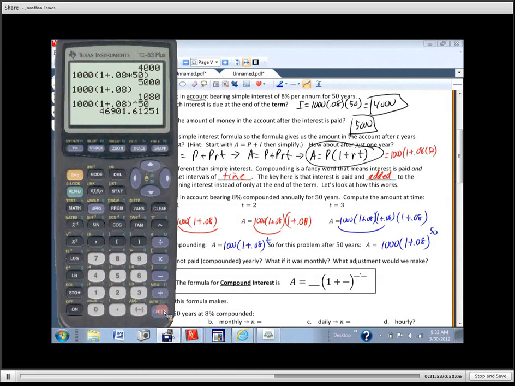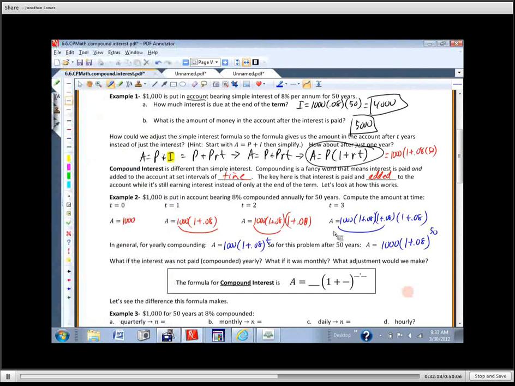At the end of 50 years, if they just pay us 8% interest every year and put it in the account, we get almost $47,000. That's $42,000 more than we would have if they just did simple interest. So does compounding make a difference? A gigantic difference, a huge difference. Now, this is just a very simple example. Very seldom will you find an account that pays interest annually, and that makes the numbers really easy to figure out. So the actual compound interest formula looks like this.